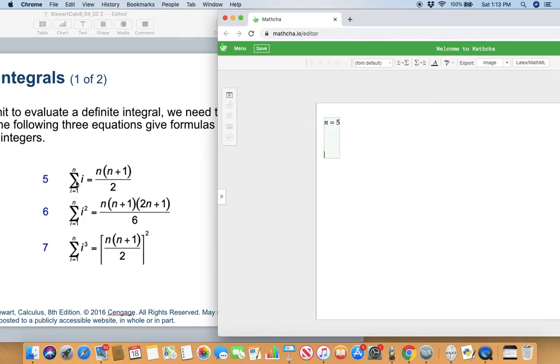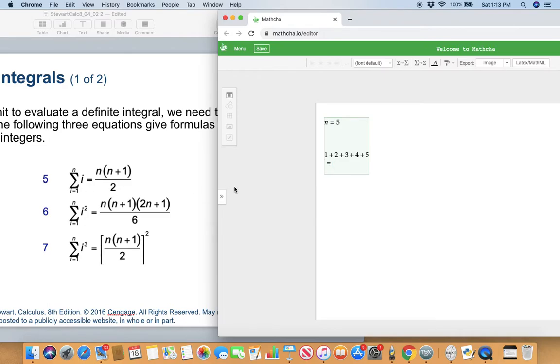This symbol means summation, i going from 1 to n of i. That means when i is 1, you write 1. When i is 2, you write 2. When i is 3, you write 3. i is 4, write 4. And i is 5. 5 is n. So I'm going to go until 5. Find its value. Well, that's what the left hand side is.